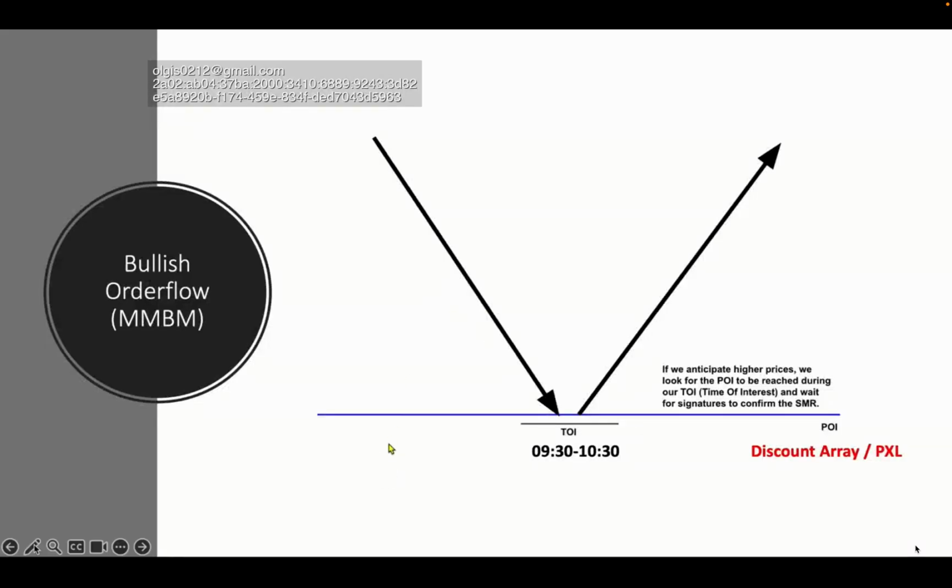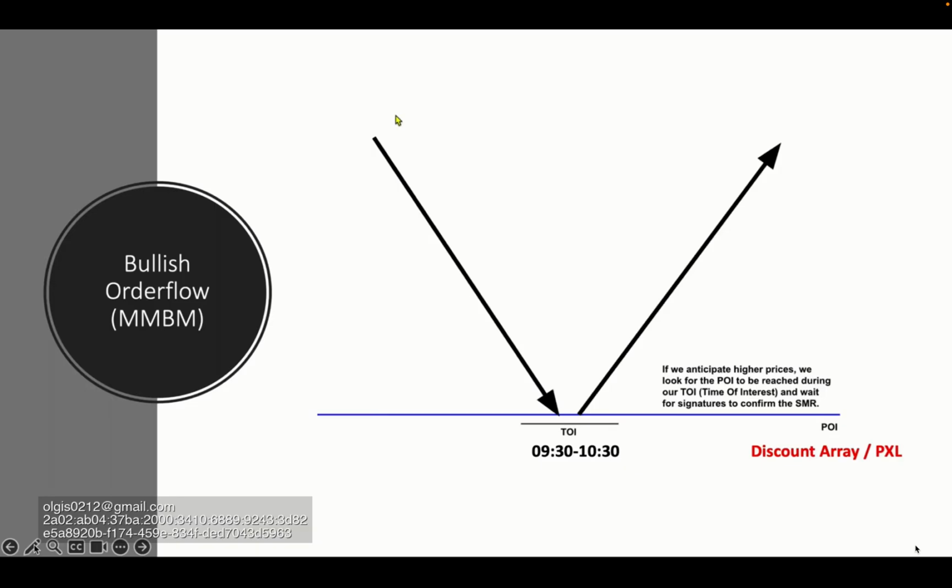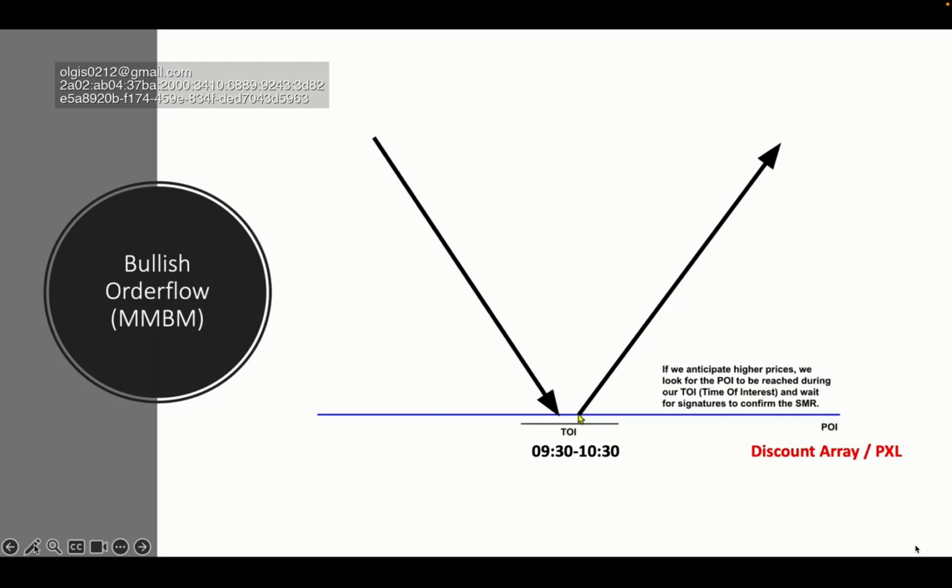So here is the final schematic of the schematic that has been shared with you ever since the first release of the first lecture of the market maker buy model, where we can see the sell side of the curve into a point of interest, and this point of interest has to get reached during 9:30 to 10:30. This point of interest is the discount array and the PXL. From there on, we want to see a smart money reversal occur, and on the lower time frames, this looks like a market maker buy model.